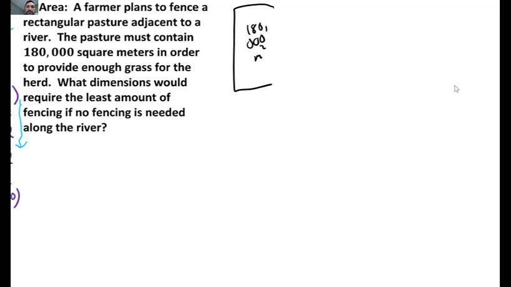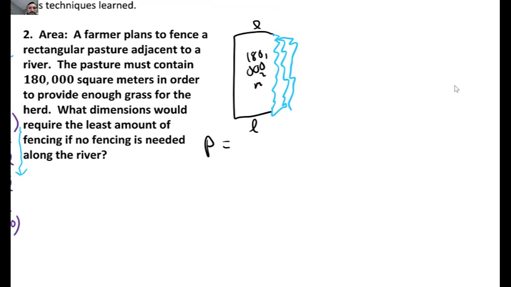Alright, so we're not worried about our animals trying to cross the river, so we get away with having that side not fenced in. And so this time it sounds like we need to try to minimize the amount of fencing. So in this case, I call this length. This would be my width. So for this particular question, my perimeter is 2 lengths and 1 width. And this is going to be the primary equation, because this is what I'm going to try to minimize.